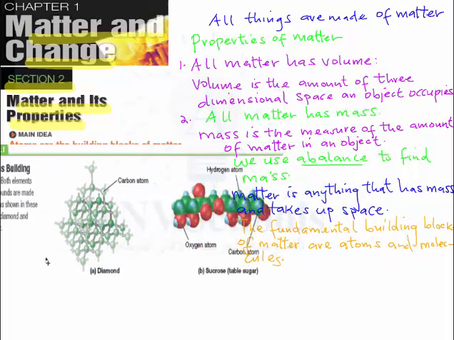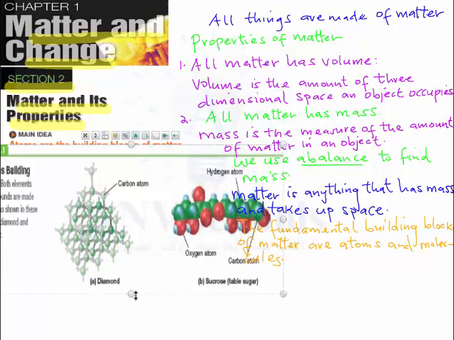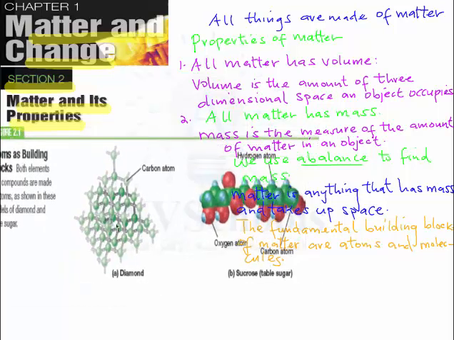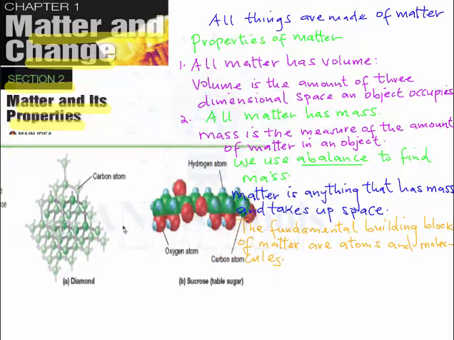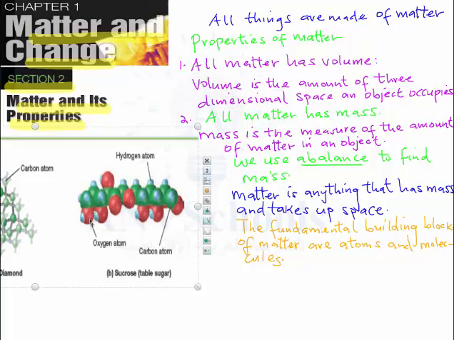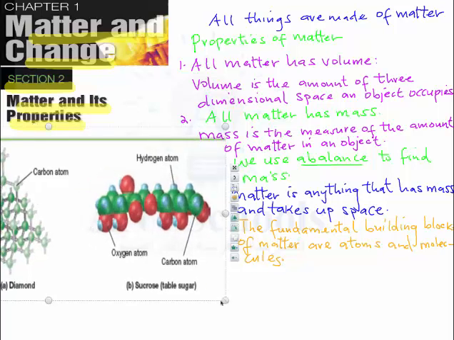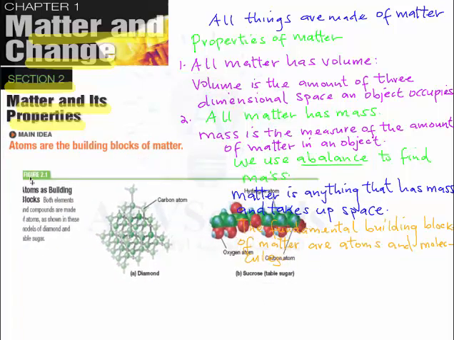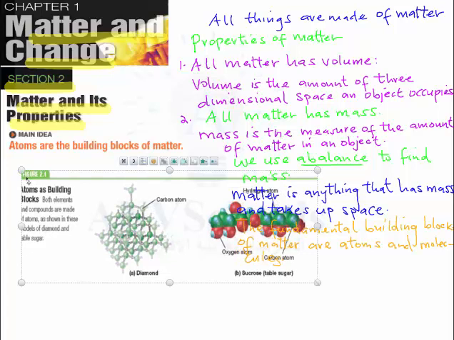If we take this diagram here, you will see that these are carbon atoms, and when these carbon atoms come together, they form what we call a diamond. So a diamond is made of many carbon atoms coming together. In the second case, we have hydrogen atoms coming together with carbon atoms and oxygen atoms. They make sucrose, which is table sugar. So these atoms are the building blocks of matter, because sucrose is matter and diamond also is matter.